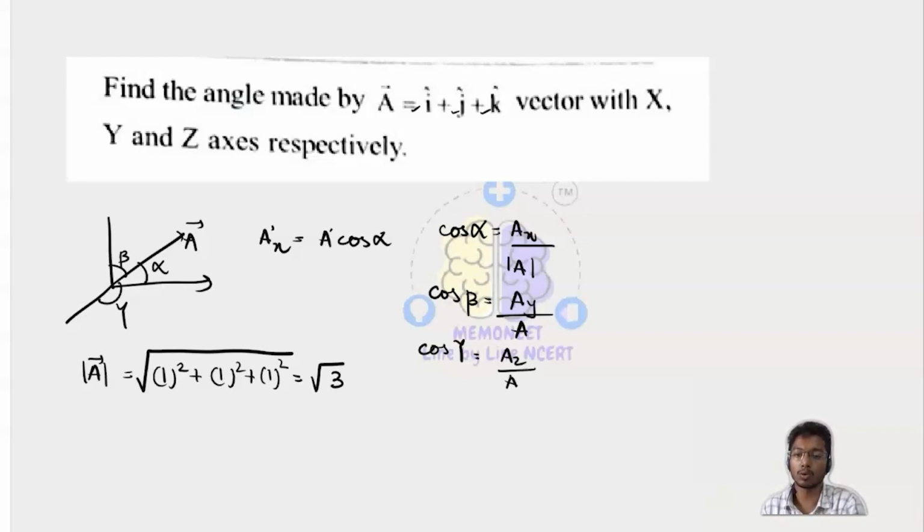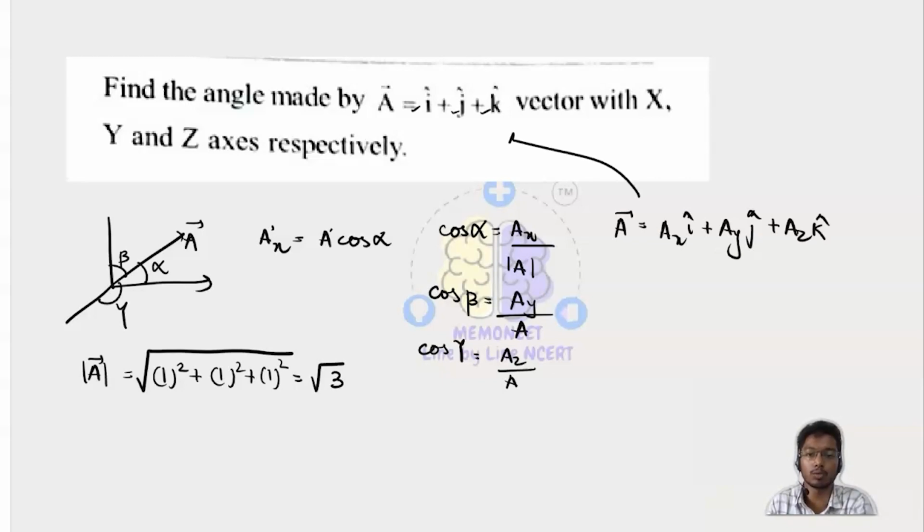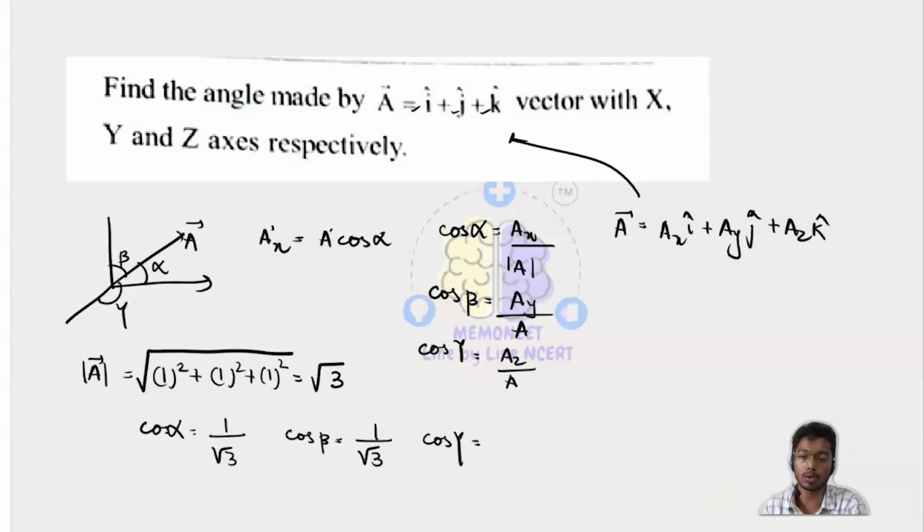We have the vector as Ax i cap plus Ay j cap plus Az k cap. Compare this with this. So we have the Ax value as 1, so cos alpha is equal to 1 upon root 3. Cos beta is equal to 1 upon root 3, and cos gamma is also equal to 1 upon root 3. So this is the answer to this question.